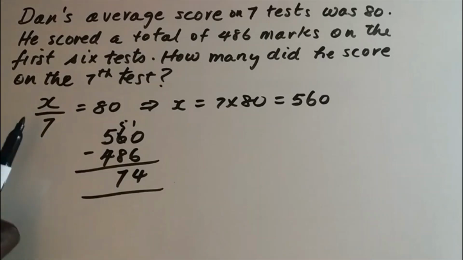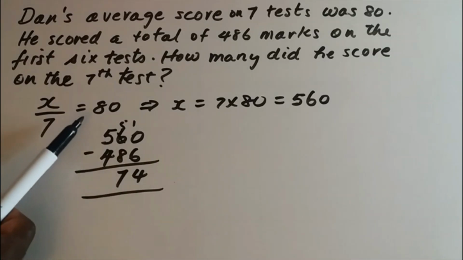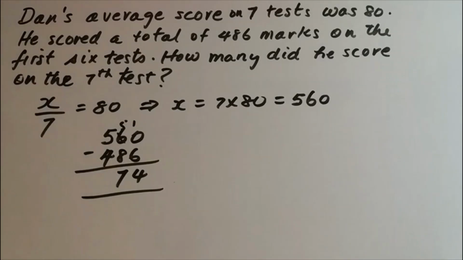So this is just based on the fact that we understand average. We have a total which is the sum of all the data items, divided by the number of items. We're told that there were 7 tests, that's the number of items, and the average was 80. And so we can calculate what that total was, which was 560. We take away 486, which is equivalent to 6 of the tests, and we have the answer 74 marks.